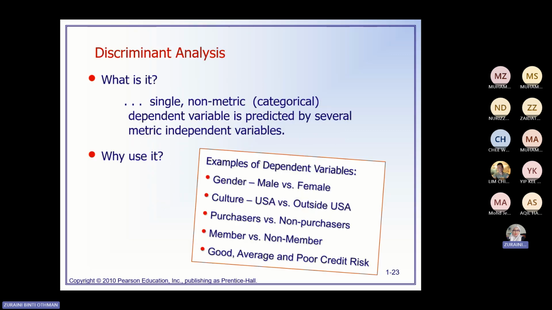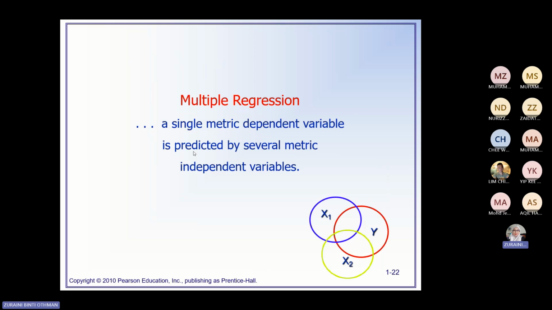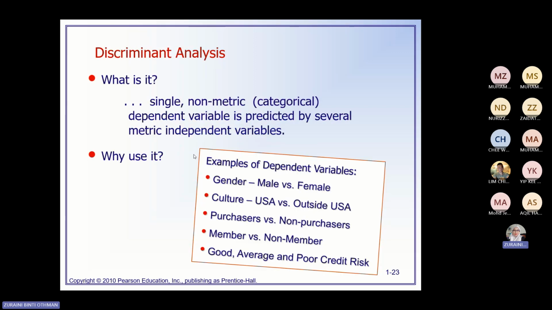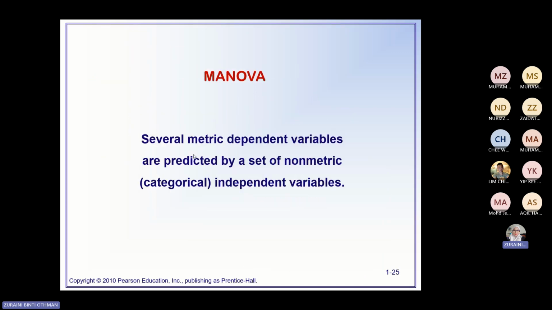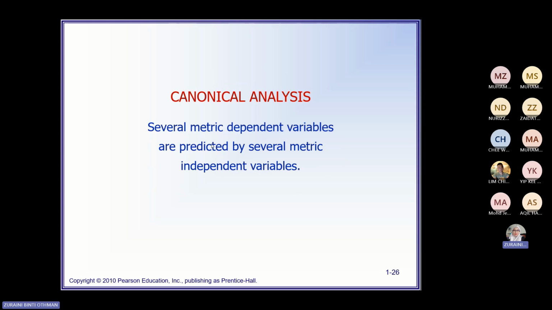Okay. Here, what is discriminant analysis? Just now, dah ada discriminant. Okay, logistic pun dah. MANOVA. Okay, this is one method that I said we will learn about later on in our third class. Several metric dependent variables are predicted by a set of non-metric categorical independent variables. Okay, this is MANOVA. And canonical analysis is where several metric dependent variables are predicted by several metric independent variables.